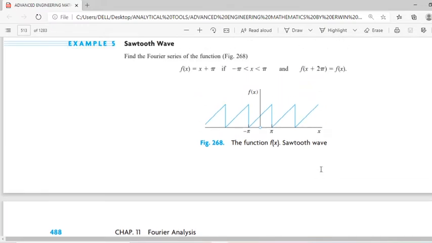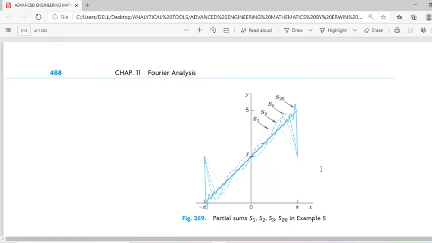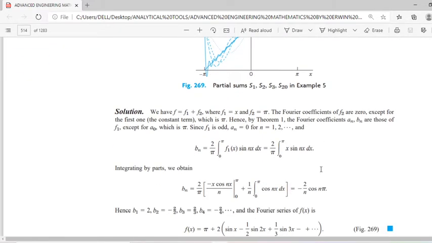f of x, this is the shape of this function. The function will look like this. Since it is periodic, it is a 45-degree line in a period. Then f1 is odd because f1 is x. So for an odd function, an will be 0.